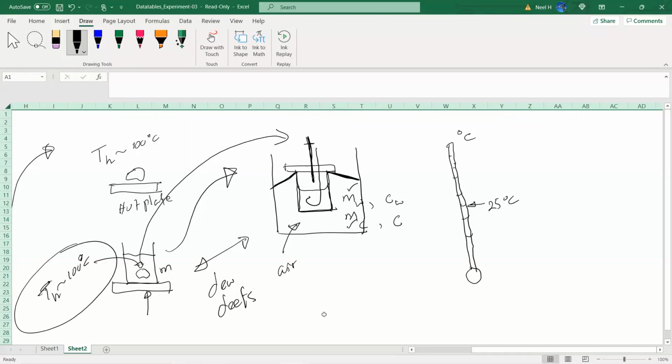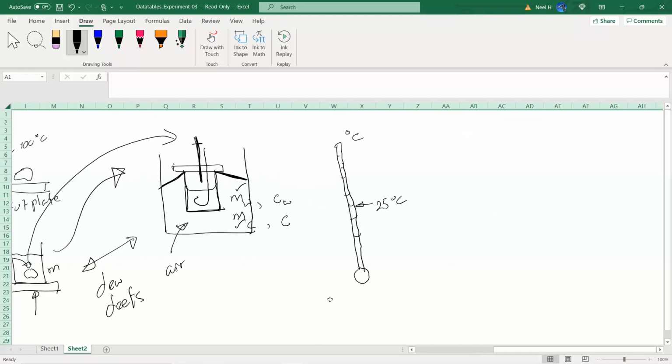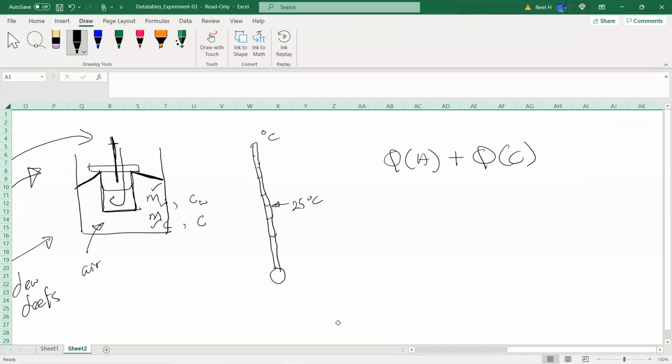Now your system has a hot object losing the heat, and the colder two objects, the calorimeter plus the water, which are absorbing the heat. Now I can assume there's no heat lost to the environment. All the heat from the hot object goes directly to the colder two objects, calorimeter plus the water. If I add all of those together, it should give you 0. So that's the idea of conservation of energy.